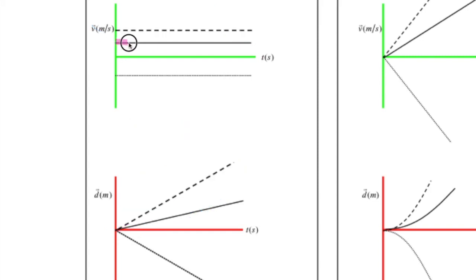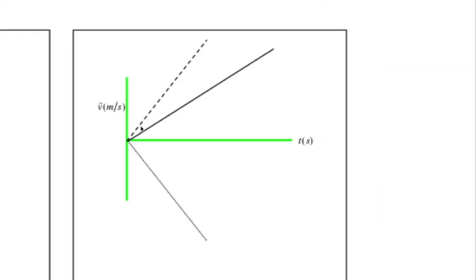Now let's take a look at this solid plot. On this one, the velocity is constant as well, but it's lower, and hence the slope on this graph is lower. The fine dotted lines, we have constant negative velocity, and hence a negative slope on the D versus T.